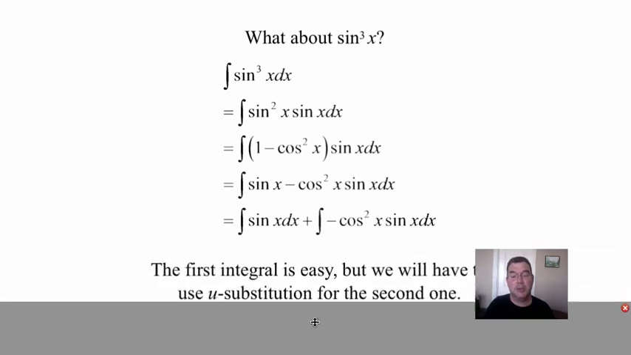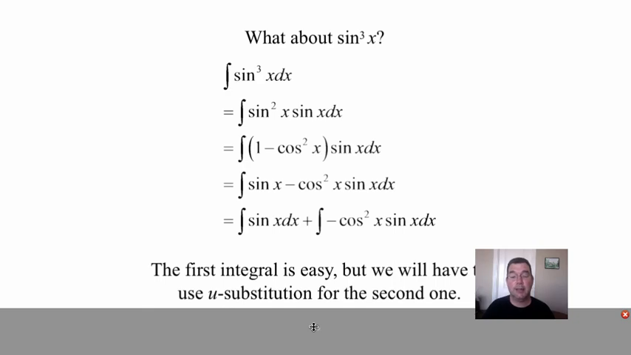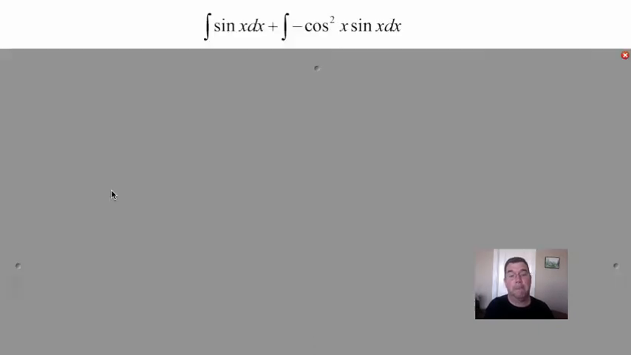And it's easy to do the first one, but if you look at the second one, that's when you have to look at that and say, oh, I need to use u substitution on that because I have a function and its derivative in the same integral here. So I know what that one's going to be. That one's easy. It's the second one that I need to worry about, so let's worry about it.